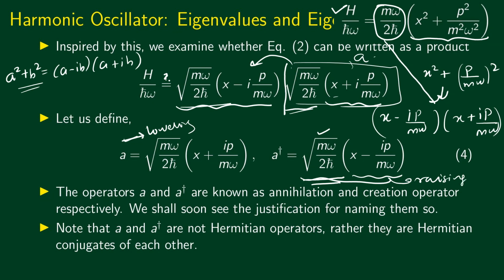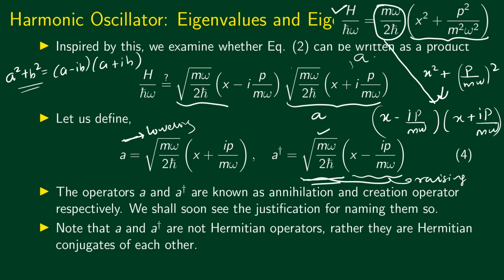So what we have done here is attempt a factorization of h divided by h bar omega as square root of m omega divided by 2 h bar x minus ip divided by m omega, multiplied by square root of m omega divided by 2 h bar x plus ip divided by m omega. We called this operator A, and this is A dagger. We said these are named creation and annihilation operators, but we shall soon see the justification for naming them so. Let's first check if this factorization actually works.